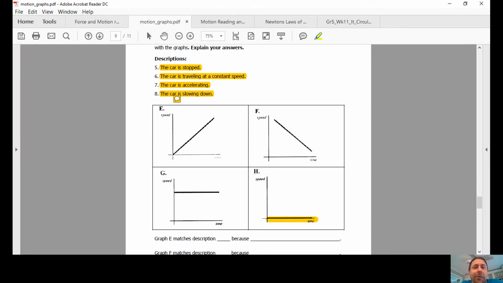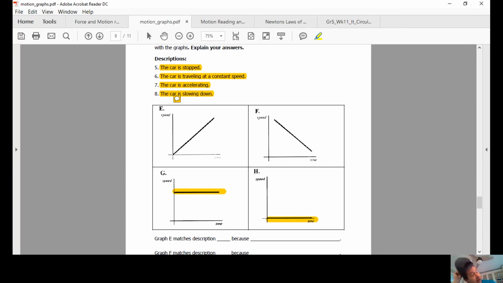Number 6, the car is traveling at a constant speed. Which one do you think that is? If you think about a stopped car, there's no speed at all. So which one's showing a constant speed? And this is where it gets a little strange. That would be G. The speed is not changing. Do we know how fast they're going? We don't. But for this kind of model, it doesn't really matter yet.